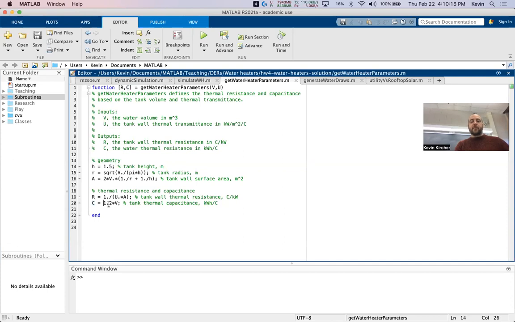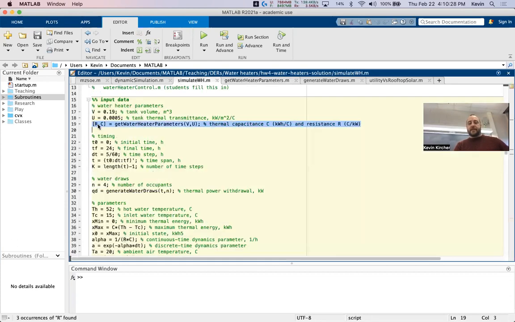So see this 1.2 that shows up in the C. This basically comes from the thermal capacitance. No, sorry, this comes from the density and the specific heat capacity of water, basically. Okay, so now we have the RC parameters for a water heater.